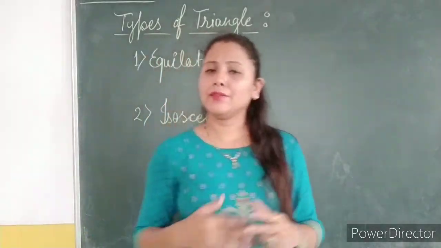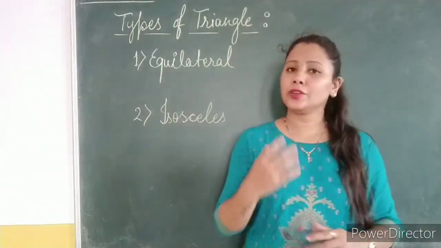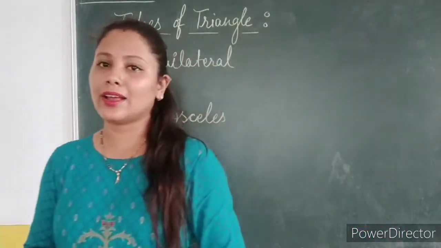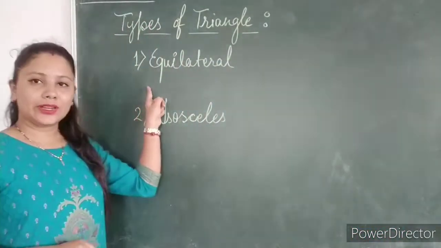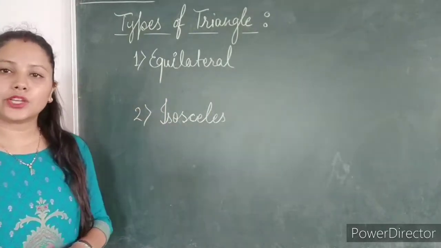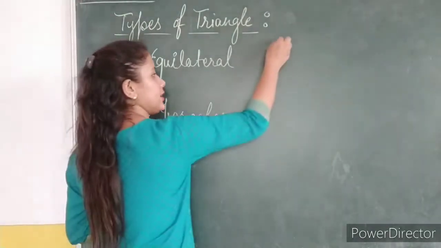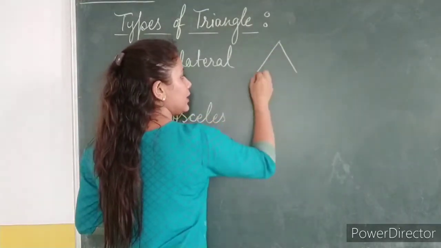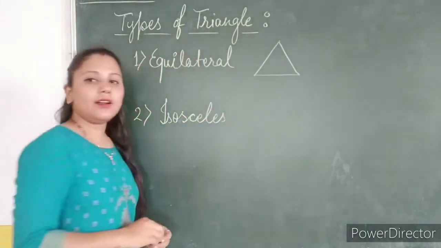Okay, so we have lots of types of triangles. But in your textbook you have only two types of triangle, and the first one is equilateral triangle and the second one is isosceles triangle. So what is the meaning of an equilateral triangle? A triangle which has all three sides equal.